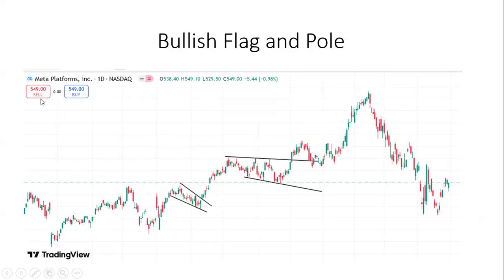Right, so this is Meta Platforms. If you mark this support and resistance, see, this is a flag and this is a pole, and it has given its target of a pole. Now again after the pole, it went sideways to make a flag. And when it broke that flag, it gave a good upside move.